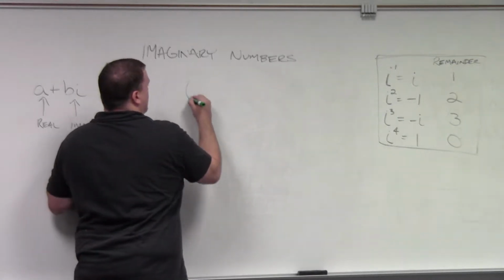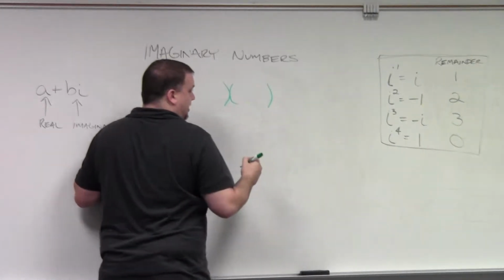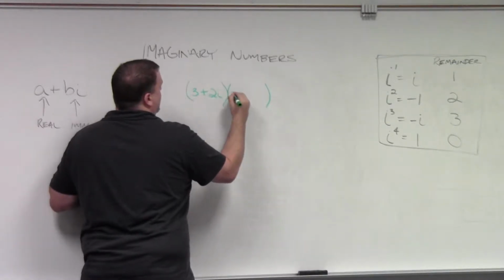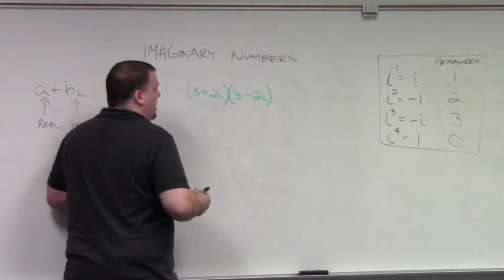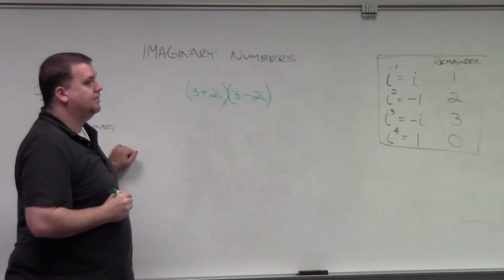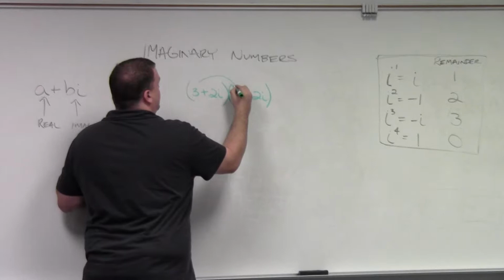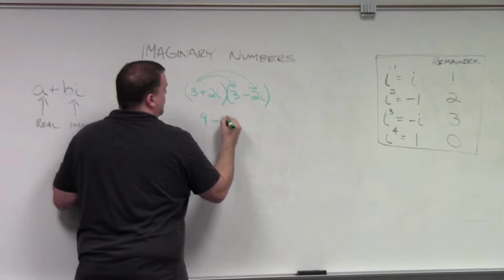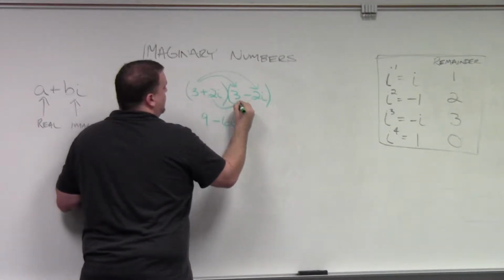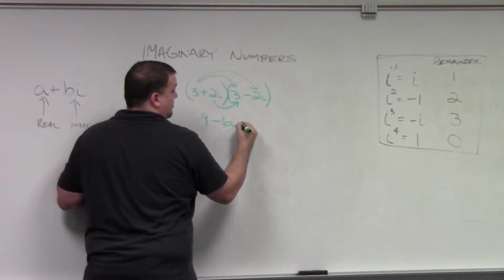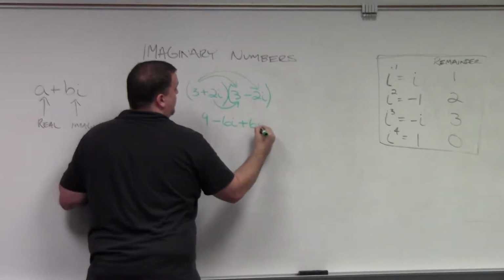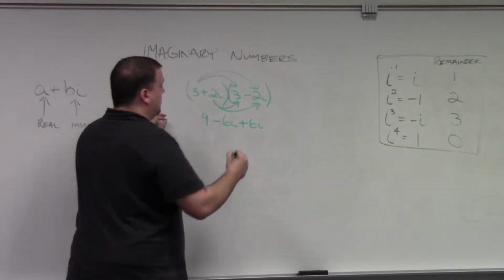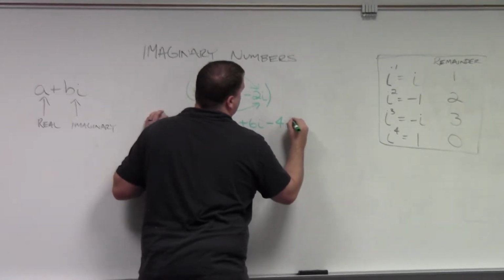So let's think about imaginary numbers or complex numbers. I have 3 plus 2i and multiplying it times 3 minus 2i. Let's FOIL that out and see what happens. 3 times 3? 9. 3 times negative 2i? Negative 6i. 2i times 3? Positive 6i. And then 2i times negative 2i? Negative 4i squared.